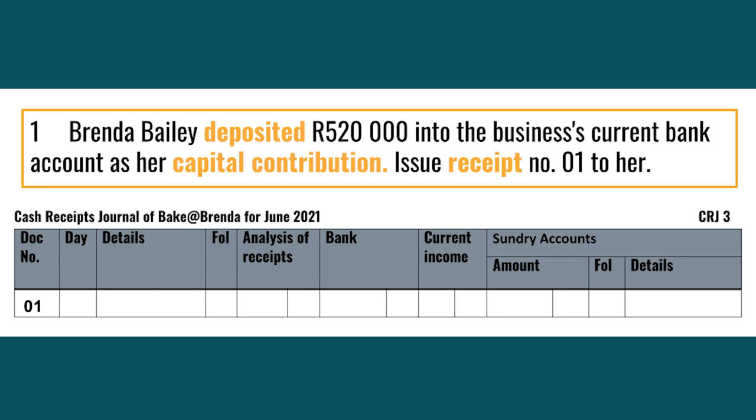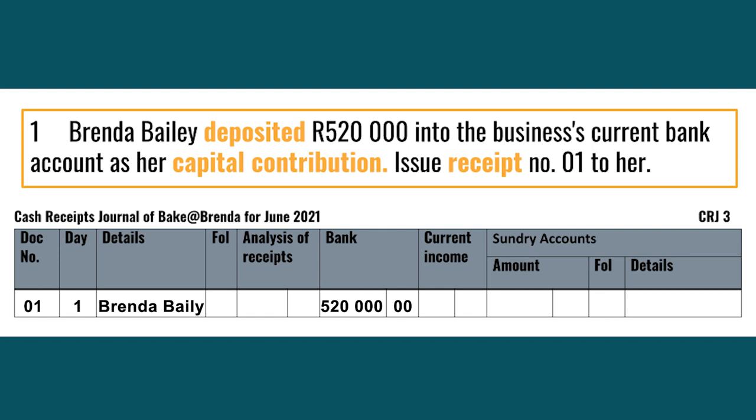The document number is receipt number 01. The day is the first. The owner, Brenda Bailey, should be recorded in the details column as she deposited the money into the business's bank account. The money was deposited directly into the business's current account, so we will not record anything in the analysis of receipts column. Bank will be recorded with the amount of 520,000 Rand.